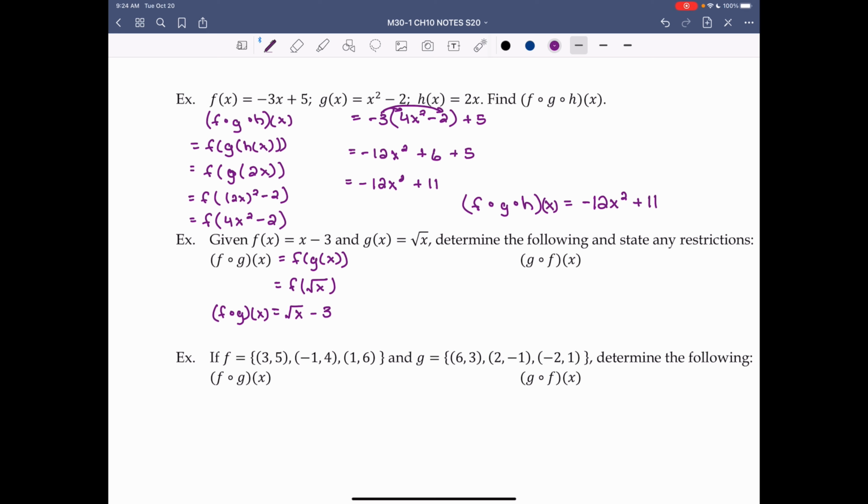And restrictions here, we have a variable under a square root. That variable has to be greater than or equal to 0. So x is greater than or equal to 0.